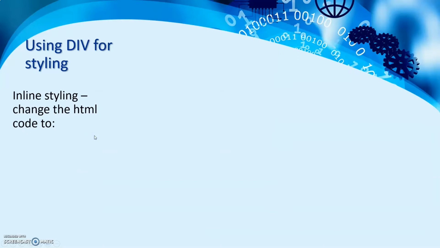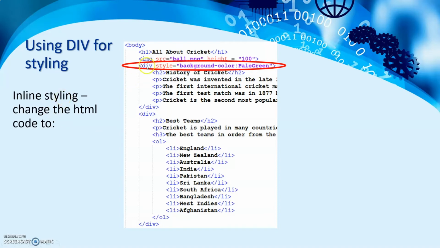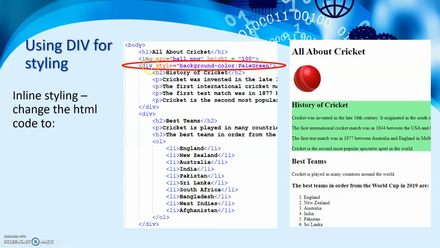Okay, so inline styling first of all. If you change the HTML code, so where I've got my div that I just created, I can add style equals background color pale green. So I can literally put a style into the div. Okay, and then that means just from doing that, I've got the open closed div, that this whole section, the background color will change to pale green. Okay, so that's using inline styling with my div.